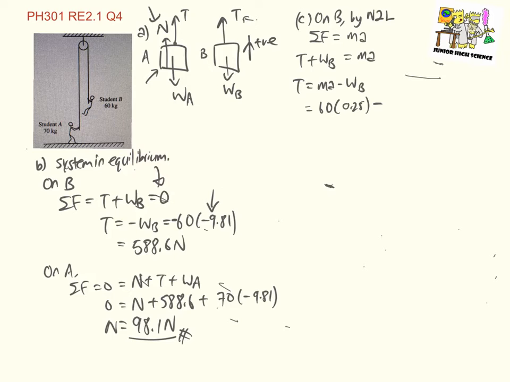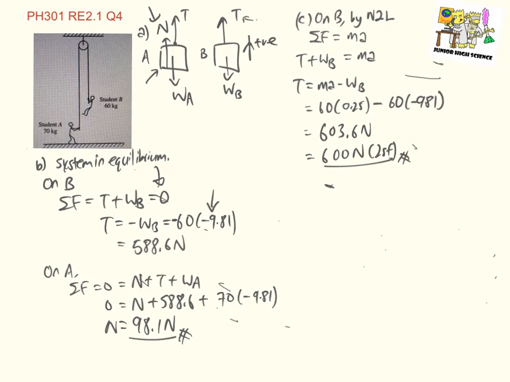The weight of student B is the mass of student B, 60 kg, multiplied by a downwards gravitational pull of 9.81. This downwards gravitational pull again has a negative sign. So if we solve this, we should be able to get 603.6 newtons, and I should round it off to two significant figures, which is 600 newtons. And that's the answer to C.